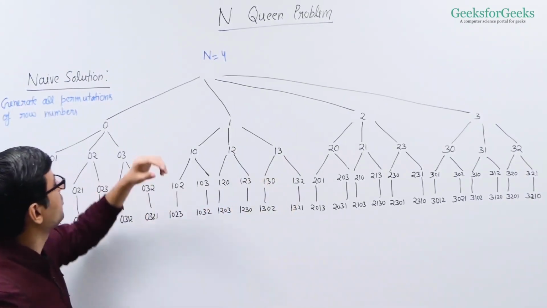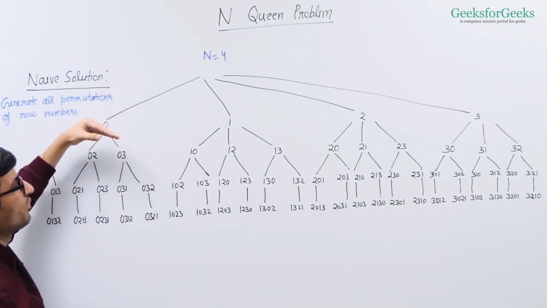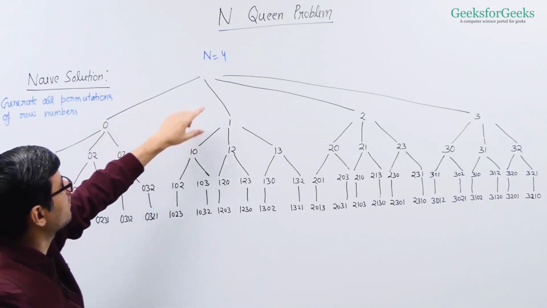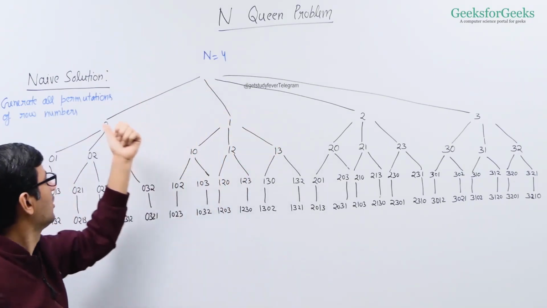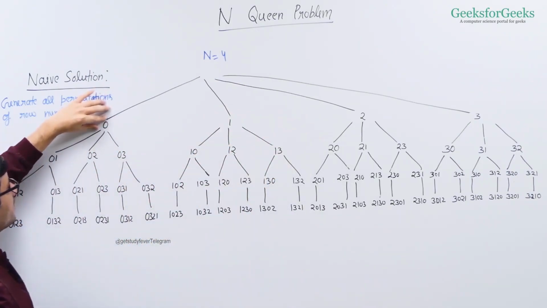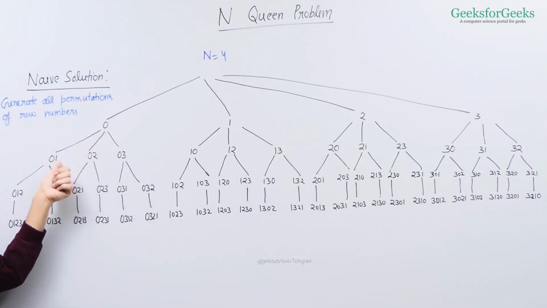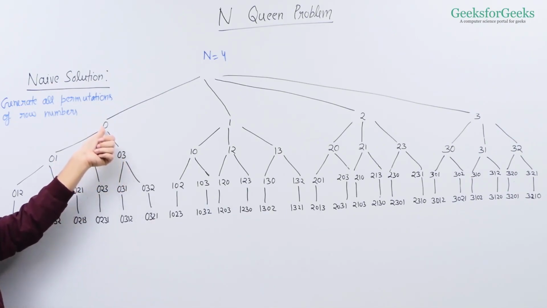We place the first queen at column 0, and in column 0 we have 4 choices for row number. So there are 4 different children for the root for different row numbers in column 0. Row number can be 0, 1, 2, 3, right? Once you have placed a queen, then you place the second queen. For the second queen, you have 3 choices. You have choices for row 1, row 2 or row 3 because row 0 has been occupied by the first queen.